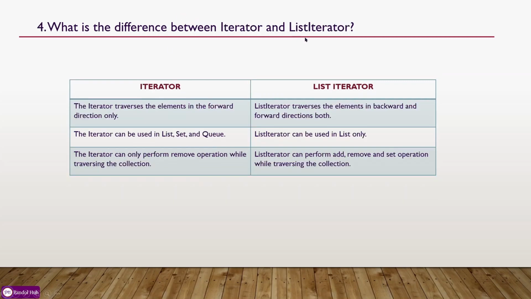So what is the difference between iterator and list iterator? The iterator traverses the elements in the forward direction only, whereas list iterator traverses the elements in backward and forward direction both. The iterator can be used in list, set, and queue, but list iterator can be used in list only because list iterator, by name, suggests it is specific only to a list.